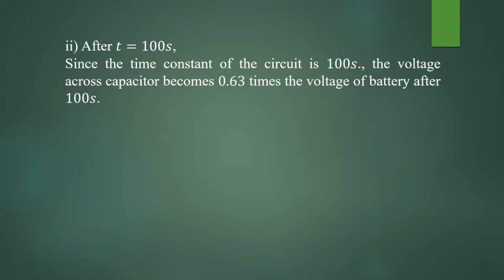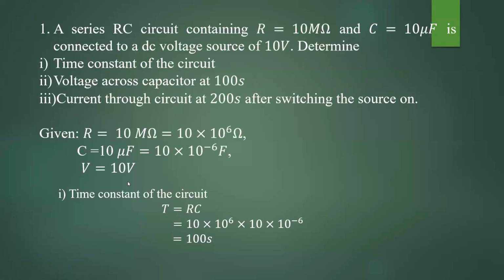What is the maximum voltage here? That is exactly equal to the battery voltage. So at 100 seconds, that is equal to the time constant, what will happen? The voltage will be equal to 0.63 times the voltage of the battery. Simply, you can directly calculate the voltage after 100 seconds by taking 0.63 times the voltage of the battery. What is the voltage of the battery? They have given the battery voltage equal to 10 volt.